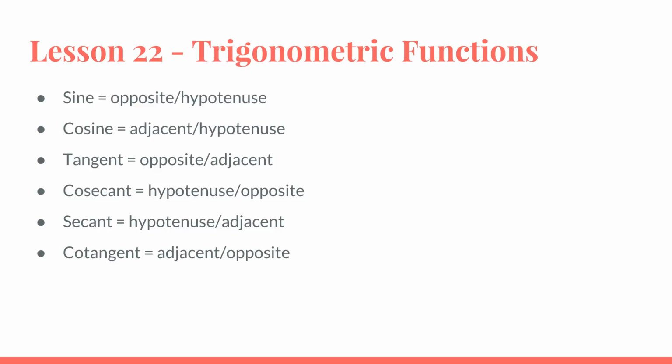Now, cosecant, secant, and cotangent are all reciprocals of sine, cosine, and tangent. You're also going to have to remember angle of elevation, angle of depression.